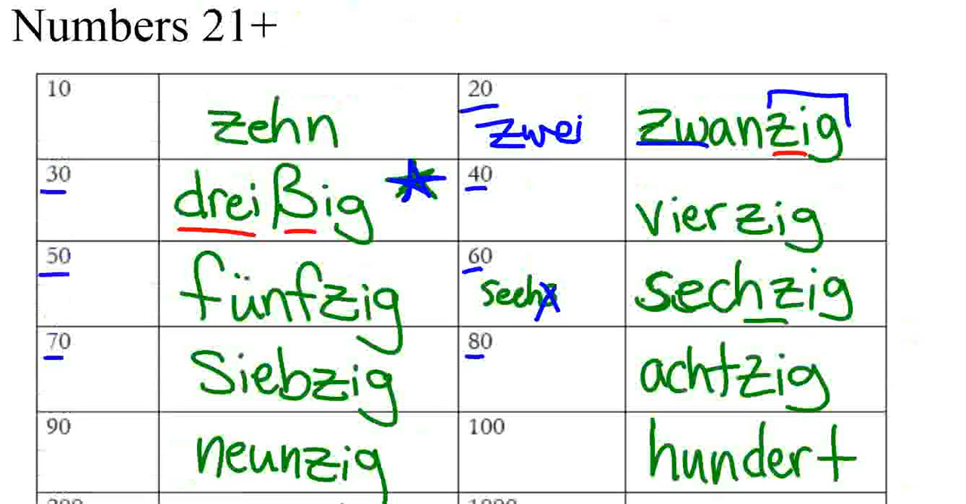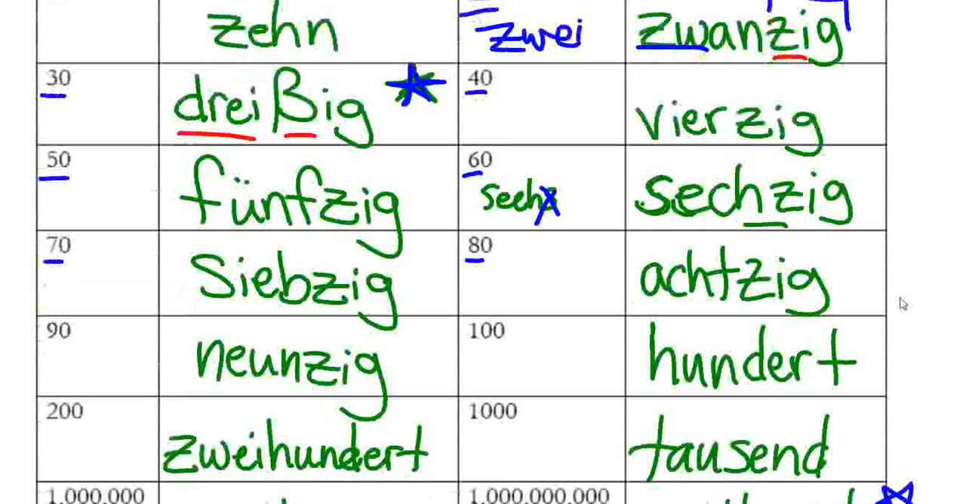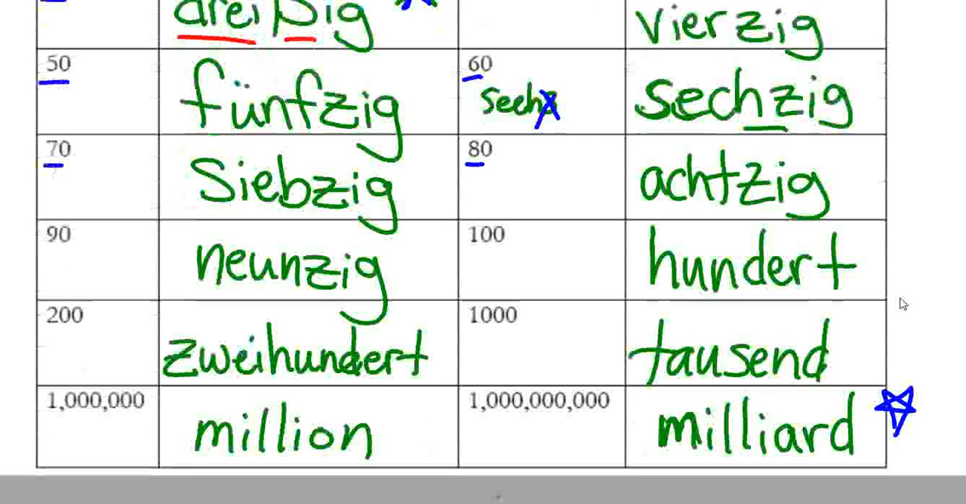So, noch einmal. 10, 20, 30, 40, 50, 60, 70, 80, 90, 100, 200, 300, 400, 500, 600, 700, 800, 900, 1000, Million, Milliard.